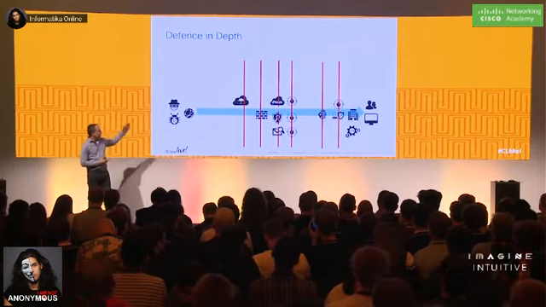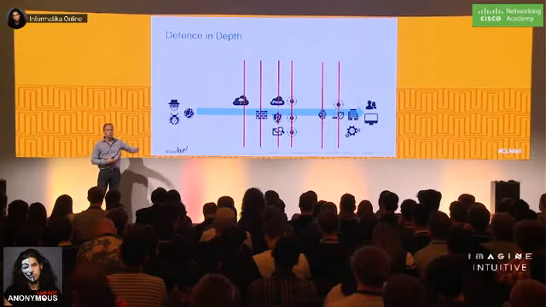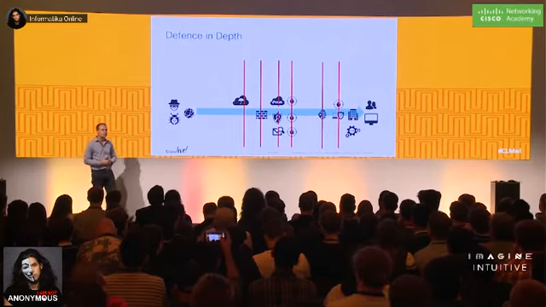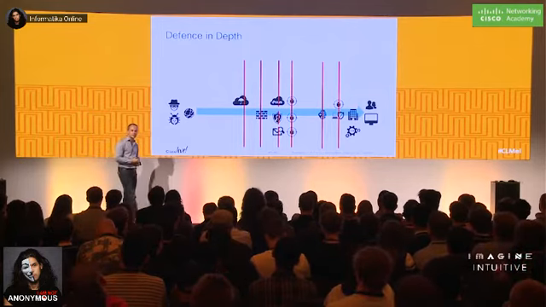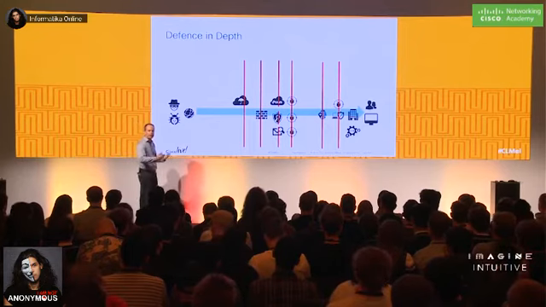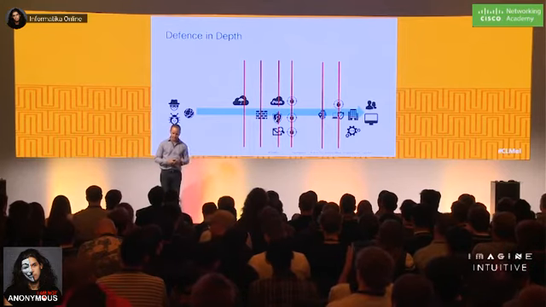Okay, so now our black hat has to defeat multiple layers. So should any one of those fail, hopefully we'll detect them somewhere else. And it also depends where they are in the life cycle of their attack.